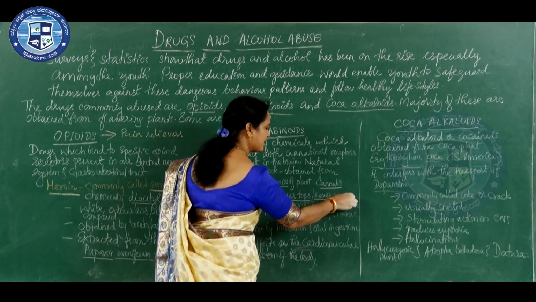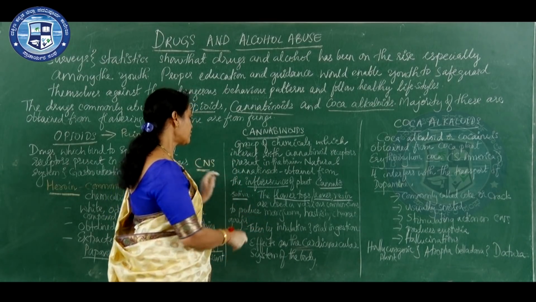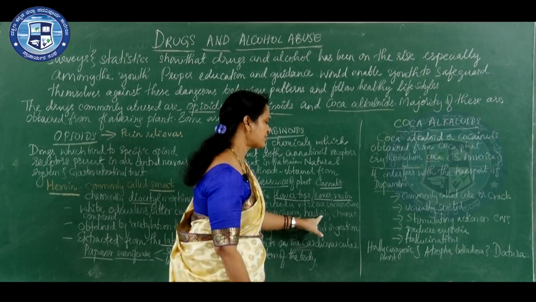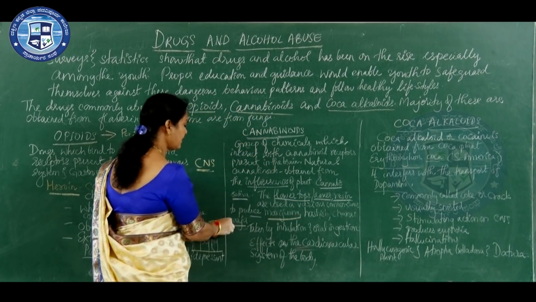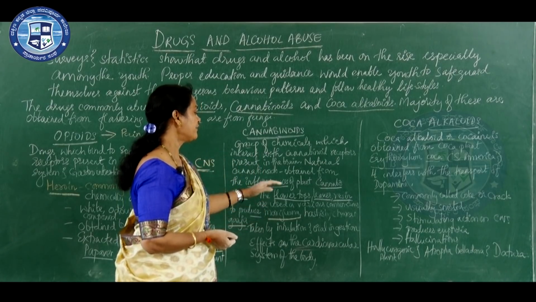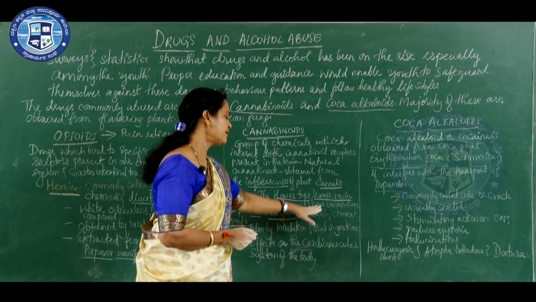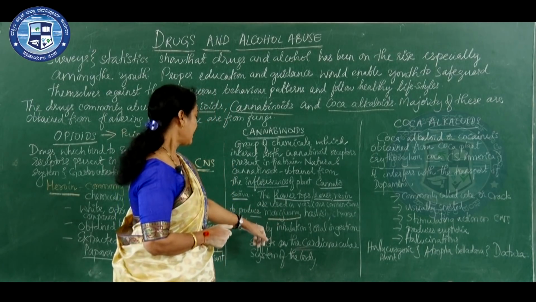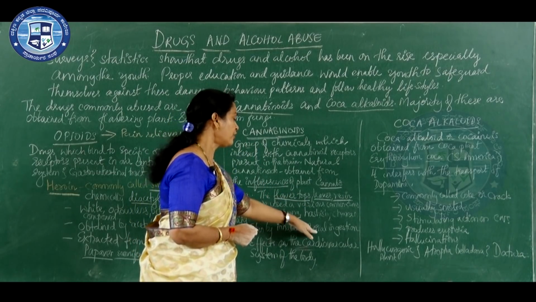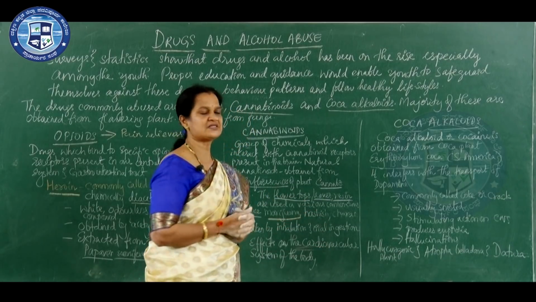Flower tops, leaves and resin are used in various combinations to obtain different types of drugs, to produce marijuana, hashish, charas and ganja. These are the drugs obtained from the plant Cannabis sativa. These are taken by inhalation or oral ingestion.